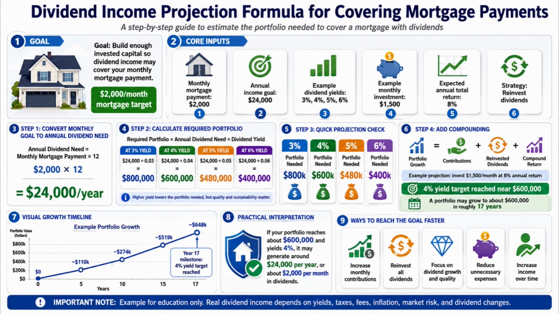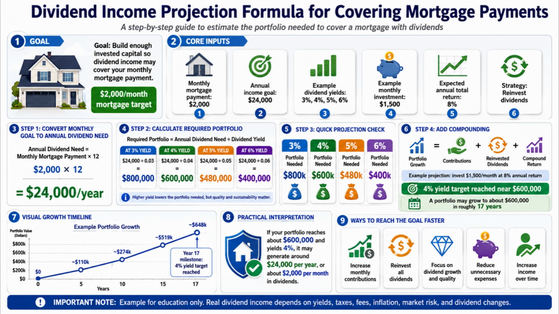So, the quick projection is very clear. A lower yield needs a larger portfolio, while a higher yield needs a smaller portfolio. However, higher yield does not always mean better investment quality. That is why dividend safety, company strength, payout stability, and long-term sustainability should also be considered.